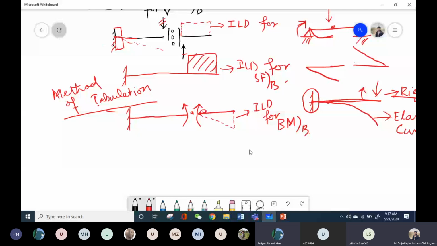For both ILDs, because this one is my ILD when I applied the shear force, and this is my deflected shape when I applied the bending moment. So these are two different deflected shapes, and this one is ILD for shear force, and this one is ILD for bending moment. Is there any confusion?